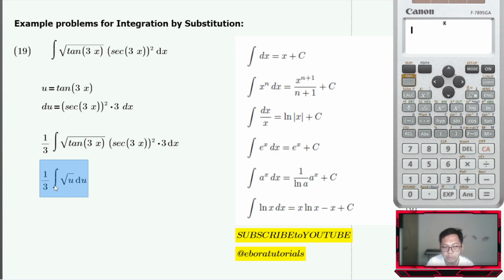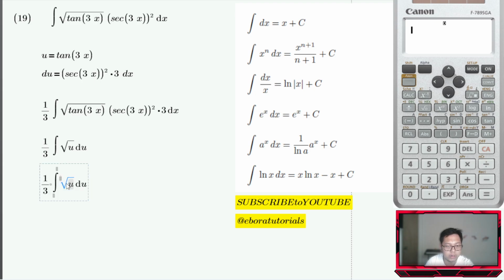Notice, we can actually solve this one using equation 2, no? Basic integration equation na to, or basic integration formulas. However, we need to change the radical sign into an exponent. So anyway, I'm sure alam nyo na, no? Square root of u is just equal to u to the power 1/2.